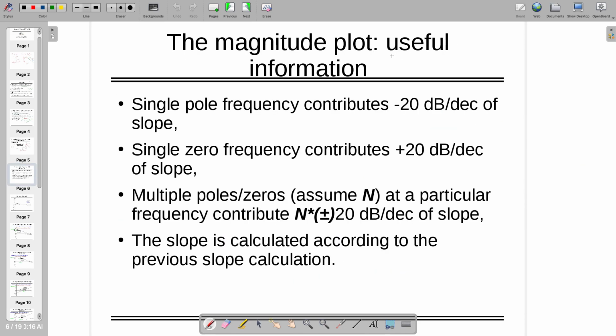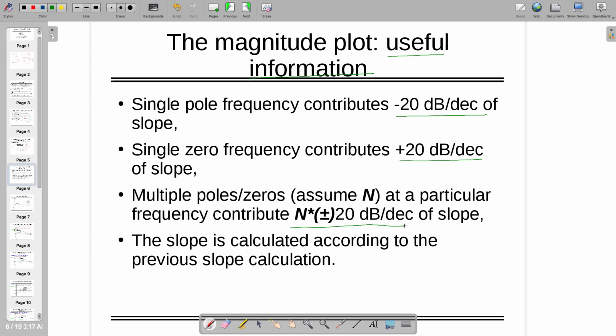now there is some useful information when we are drawing a Bode plot. If you have one single pole frequency, that is going to contribute minus 20 dB per decade. I'm not writing in octave now, right? So you should understand it's minus 6 dB per octave, its equivalent. A single zero frequency is going to contribute plus 20 dB per decade, right? You can write it down, maybe it will be useful.